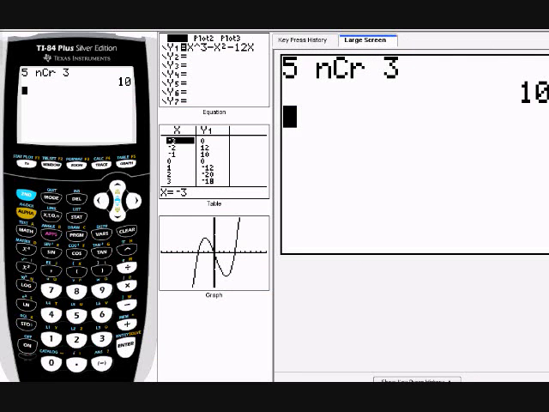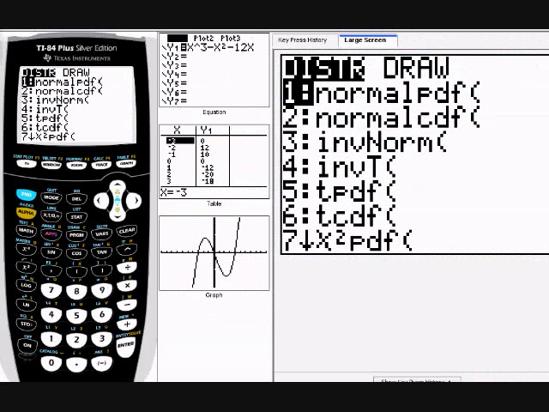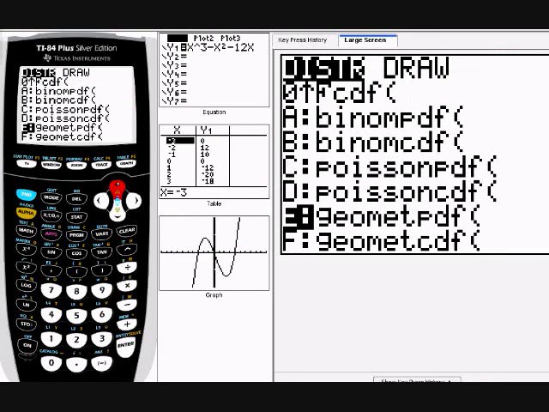So on my calculator, I find that on the distribution page. Oh, sorry. You hit the distribution key, that's second vars, and then you go looking for binomial PDF. It's 0 on yours, it's A on mine. Oh, because I have the F's. It's different. Okay, we have the good calculators.